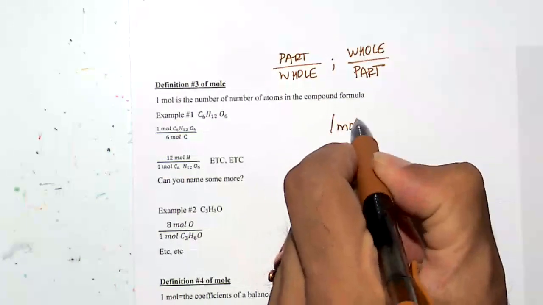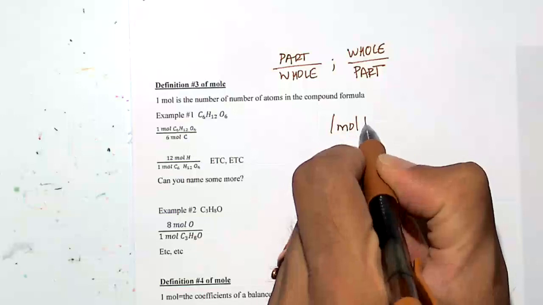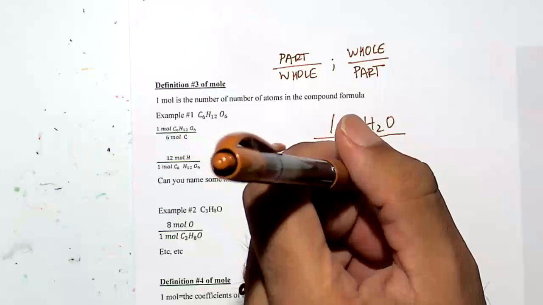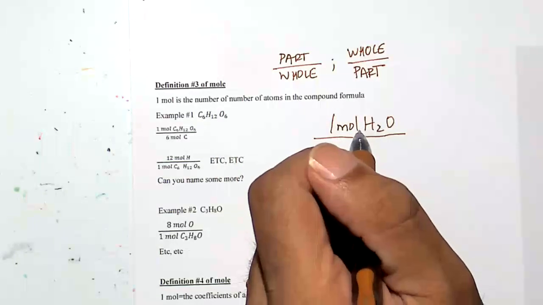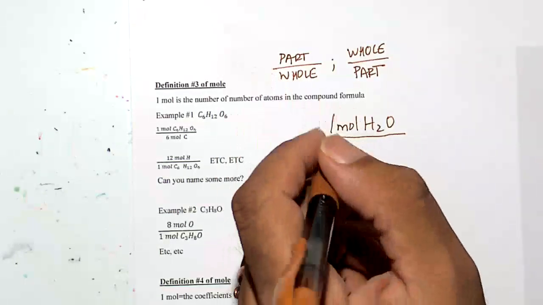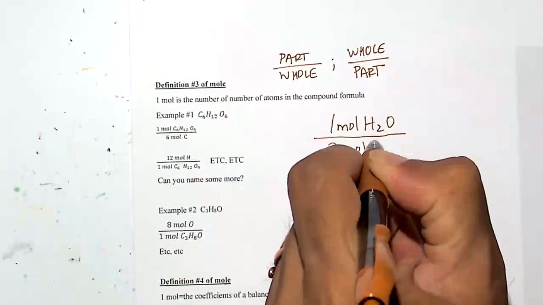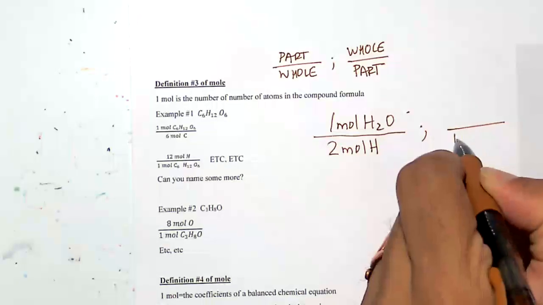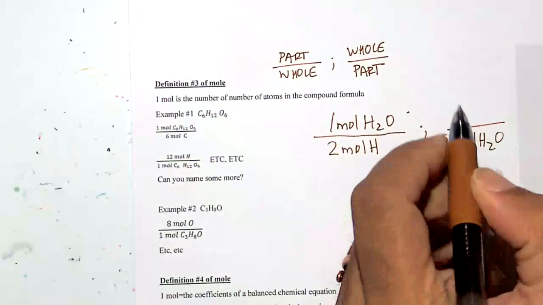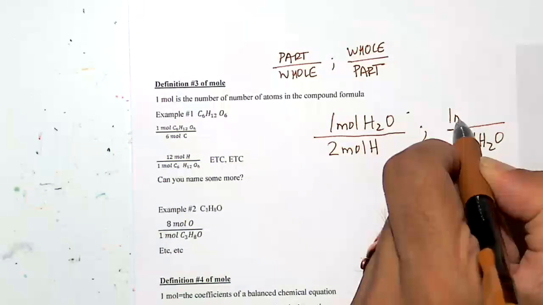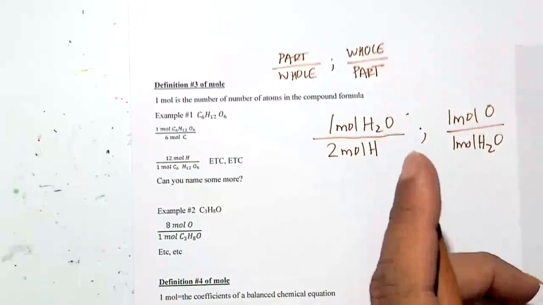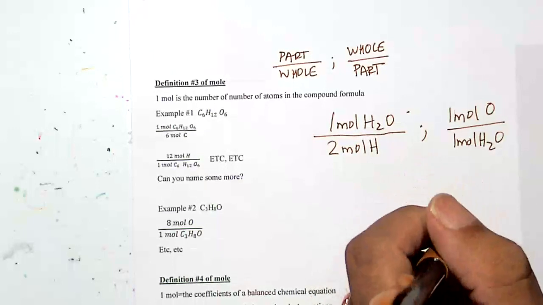So we'll take an example of water here. For every 1 mole of water, how many moles of hydrogen are there? It's 2, very good. This is the whole, that's the part. For every 1 mole of water, how many moles of oxygen are there? 1 is the right answer. So that is the part over whole situation.